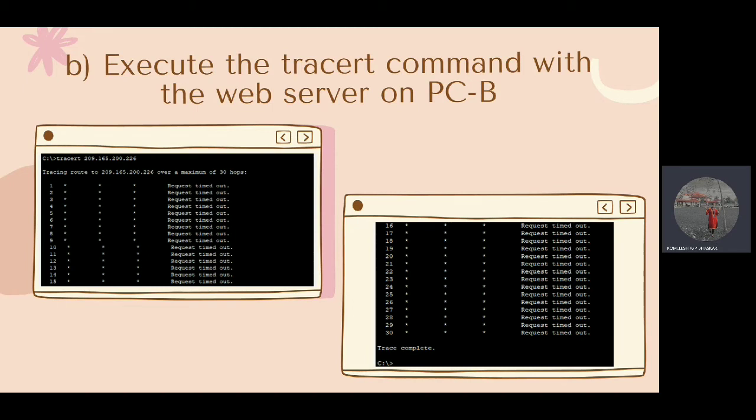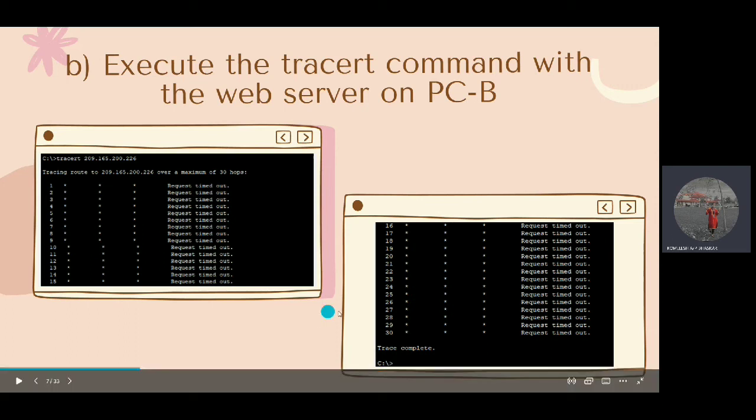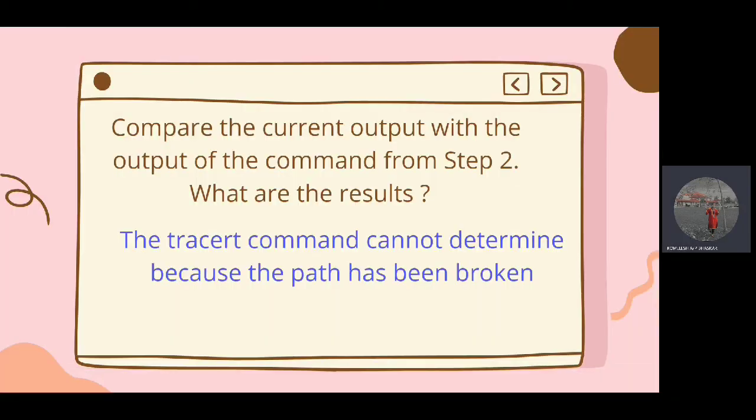First, we have to enter the command, which is tracert 209.165.200.226, and we can see the trace has been completed. We can execute the tracert command. This question, compare the current output with the output of command from step 2, and the result is the tracert command cannot determine the path because the path has been broken.